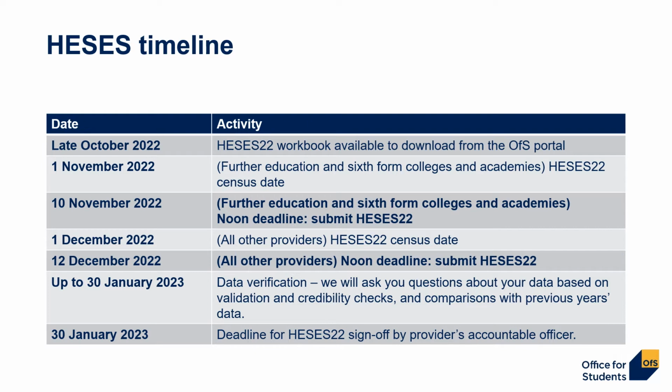And as you can see, submitting your workbook is not the end of the process. HESES data verification is the second part of this presentation, and it carries on until the sign-off deadline, which this year is on the 30th of January 2023, by which time we expect that all HESES returns will be signed off. We'll look at that process at the end of this session.